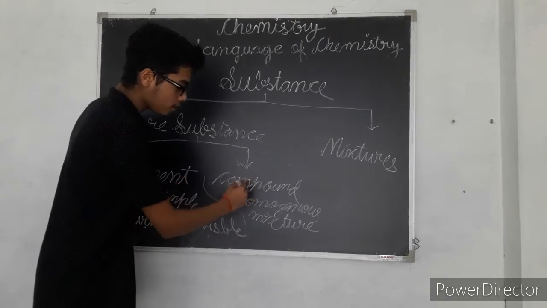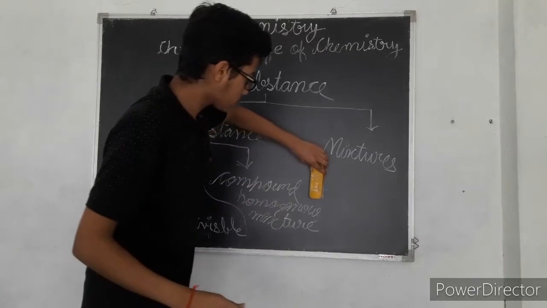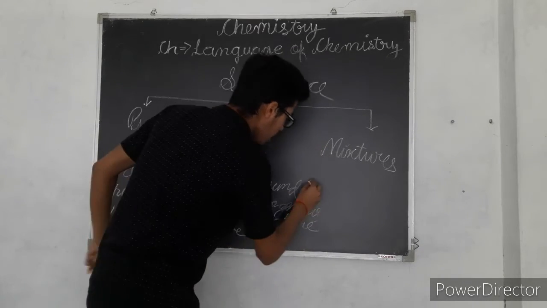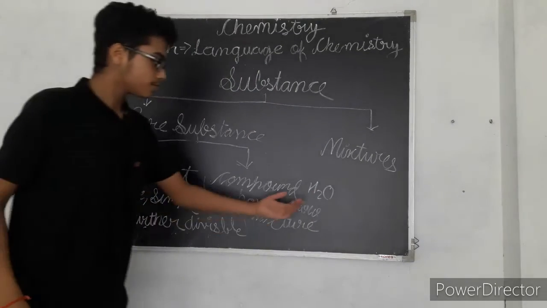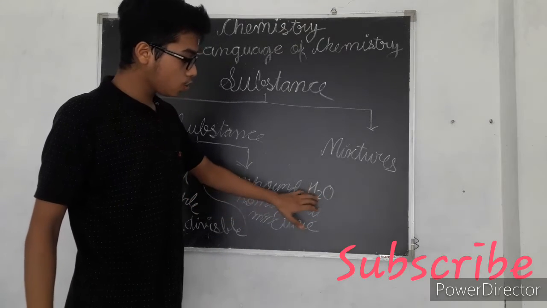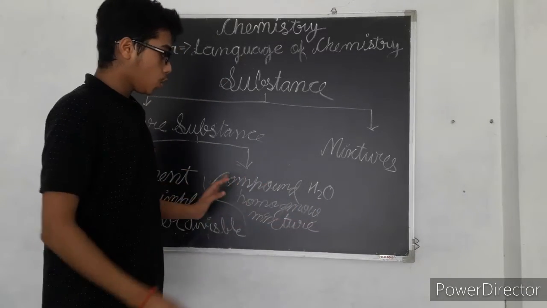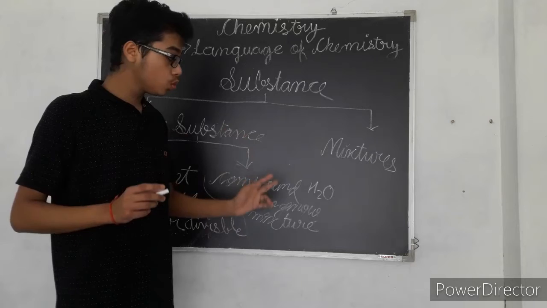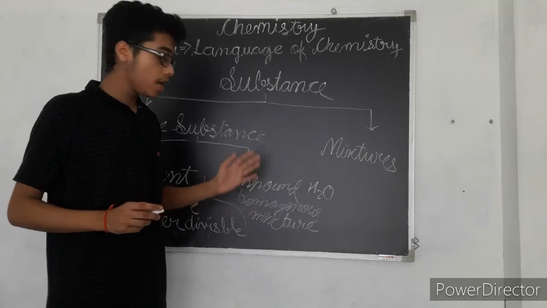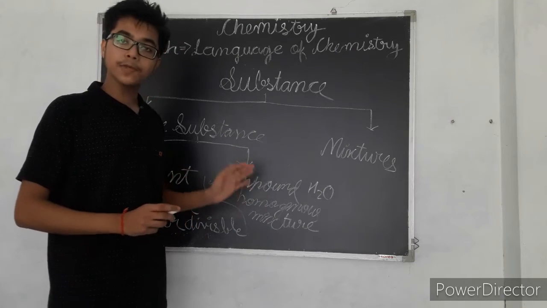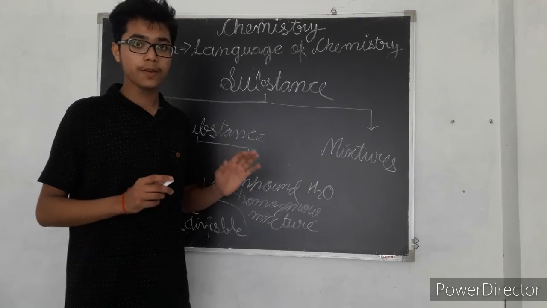An example is that water is a compound. H2O is water. There are two atoms of hydrogen and one atom of oxygen. So when we have to form water, 2:1 is the ratio in which only water can be formed. But mixtures do not need any fixed composition.